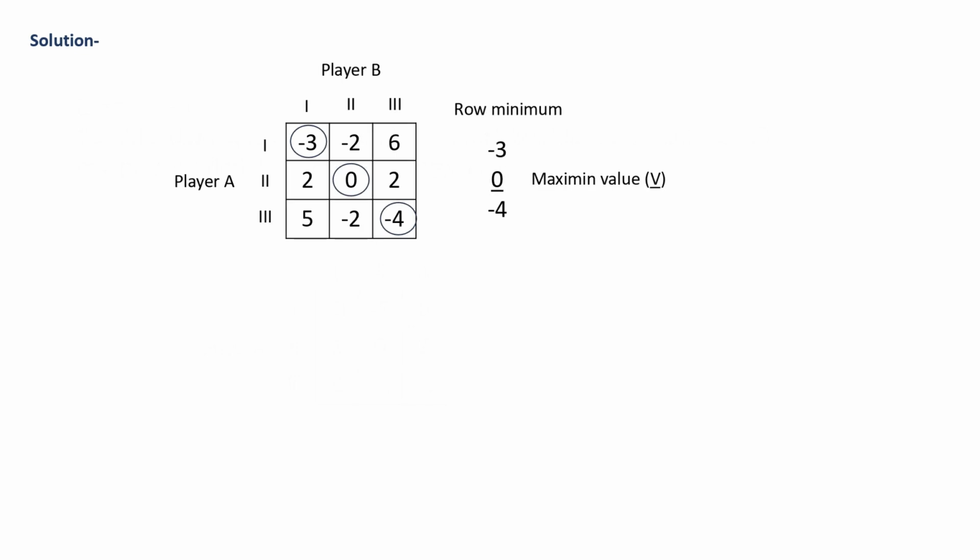The row minimum of the matrix should be marked as circles. First row -3, second row 0, third row -4, and we'll mark the maximum value, that is 0. The column maximum of the matrix should be marked as squares. First column 5, second column 0, third column 6, and we'll mark the minimum value, that is 0.